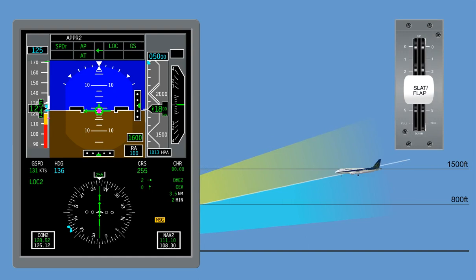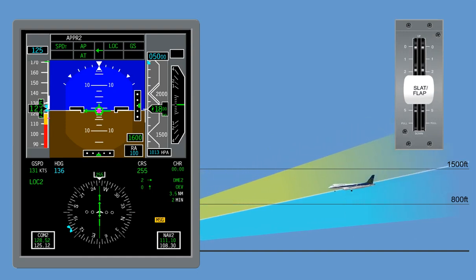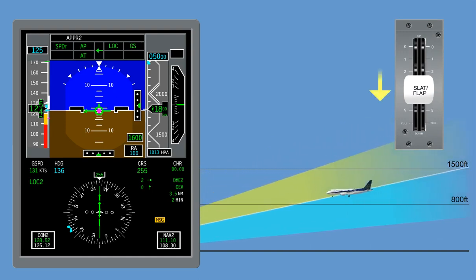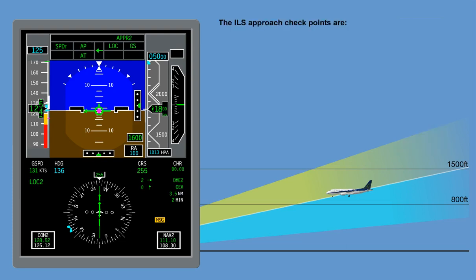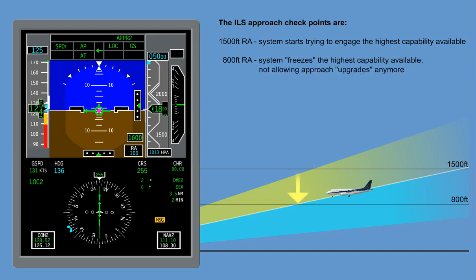If the flap setting is the only remaining condition to be satisfied for Cat 2, the armed status will remain displayed down to 800 feet RA, suggesting that there is still one pilot's action pending. The ILS approach checkpoints are: 1500 feet RA, system starts trying to engage the highest capability available. 800 feet RA, system freezes the highest capability available, not allowing approach upgrades anymore.